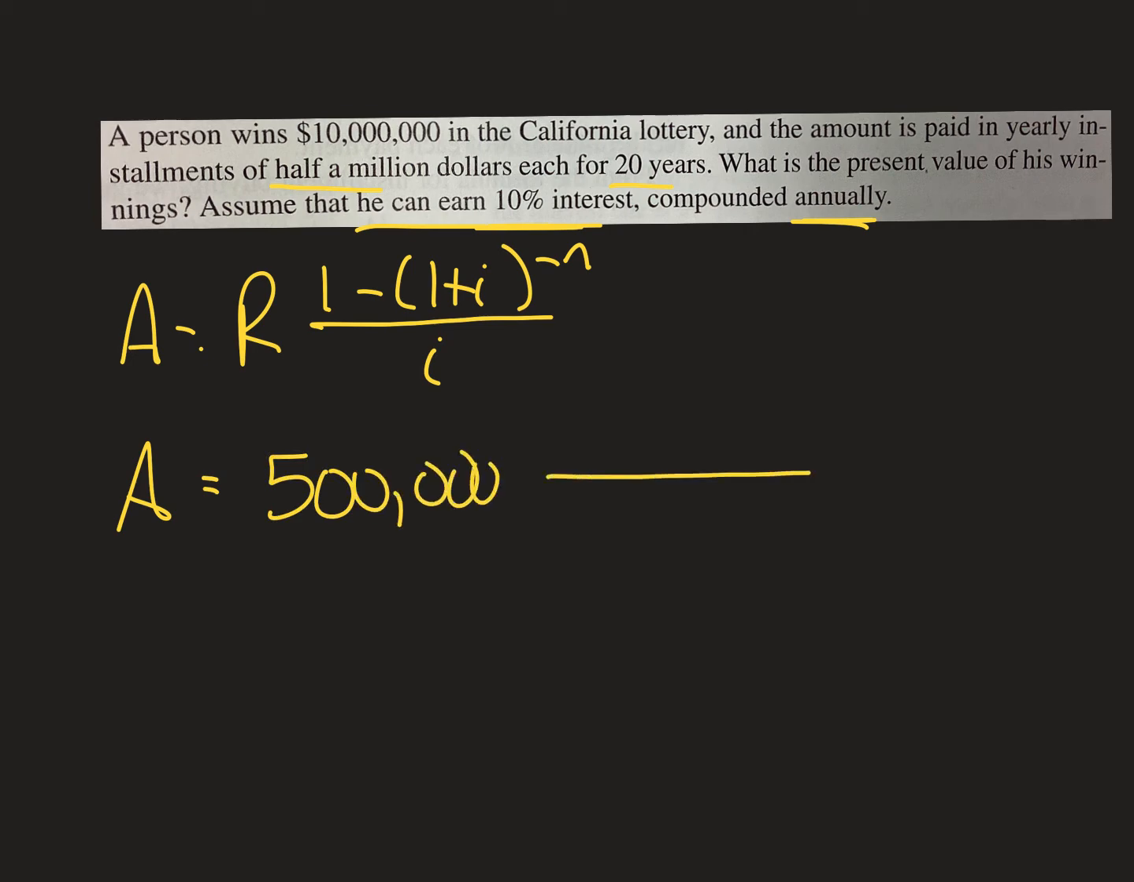Set up my big fraction bar. 1 minus (1 plus I). Now, I is always a tricky thing. You've got to figure out what the I is. He's getting 10% interest, and you've got to divide that by how many times it's compounded. This is compounded annually, which is just one time a year. So we can just put the 0.1. That's actually 10%. And then my exponent is negative n. N is how many years? This is 20 years. And over the I again, which is just 0.1.